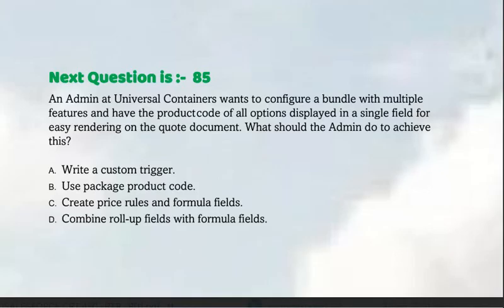Question is an admin at Universal Containers wants to configure a bundle with multiple features and have the product code of all options displayed in a single field for easy rendering on the quote document. What should the admin do to achieve this?